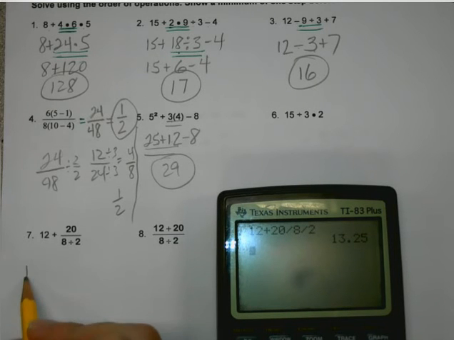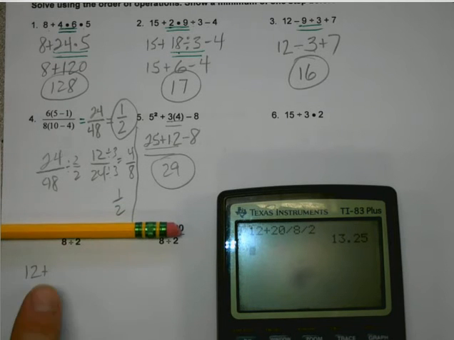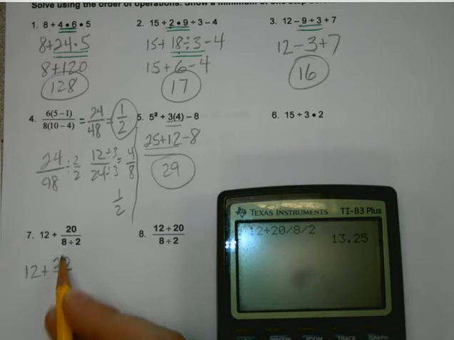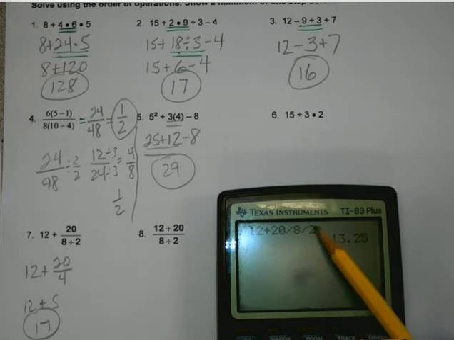Well, let's take a look. Here's this fraction again. We said before, we look at it in pieces. So we're going to forget about the 20 for a minute. 8 divided by 2 is 4. Division, 20 divided by 4 is 5, and I get 17. Now you're like, well, what did the calculator do wrong? Well, the calculator didn't do anything. It followed order of operations. It did its first divide, and then it did another divide, and then it added.